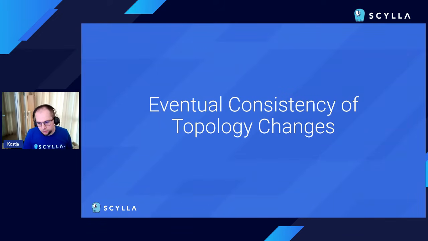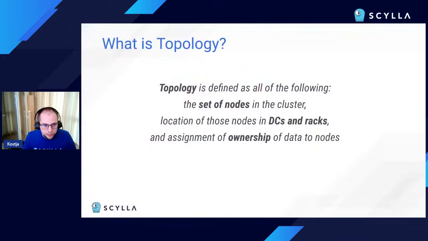So the same problem is present for eventually consistent topology changes, even though Scylla does require all of the nodes to be up, or at least recommends all of the nodes to be up for topology change operations. Let's just talk a bit about what it is. But still, because of the same underlying mechanism, the same inconsistency might happen when you perform topology changes. So let me give you an example.